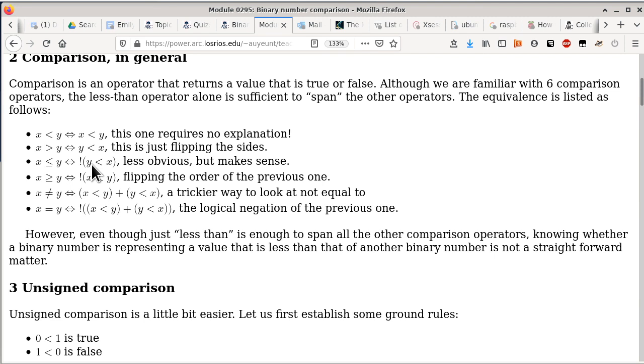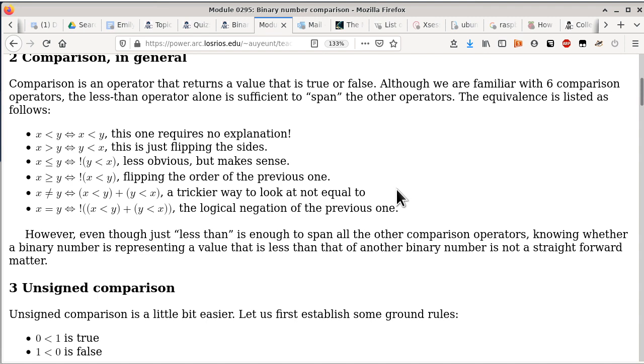Okay, good. So x is greater than or equal to y. Just switch the operands and you have it. Okay, let me move the cursor away so you can see the actual comparison. And then we have x does not equal y.